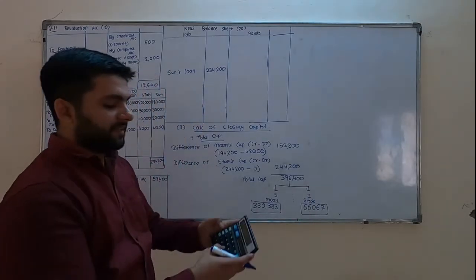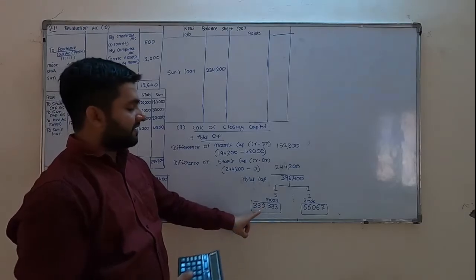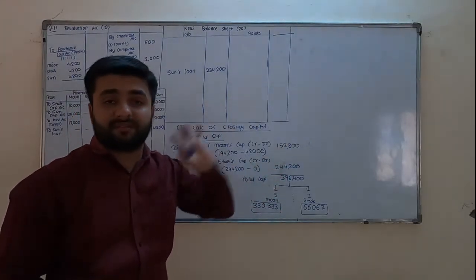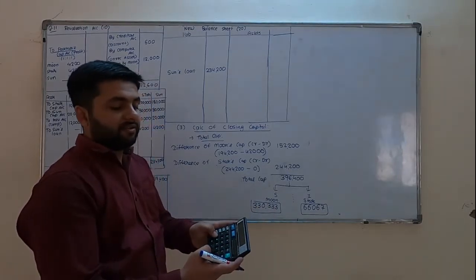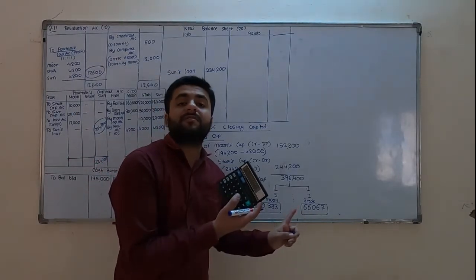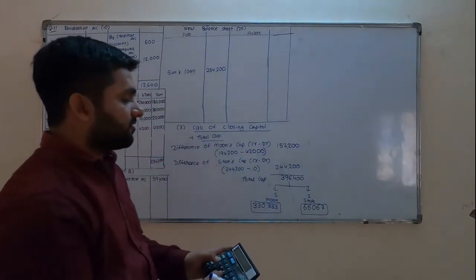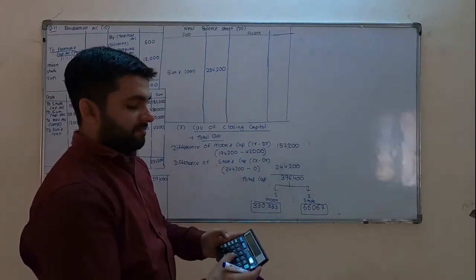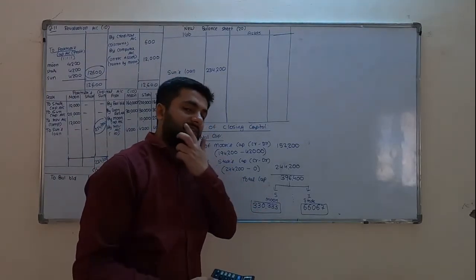But what I have done: 3,96,400 divided by 6 into 5 is 3,30,333.333, which I have rounded off as 333. Now equals to 1 equals to is 66,066.66. So I have done it as 67. Or else what you can do, 396,400 minus 330,333. Here directly you will get 66,067.